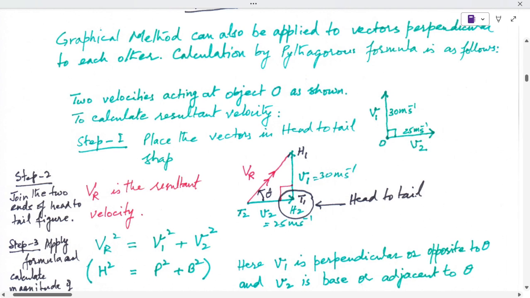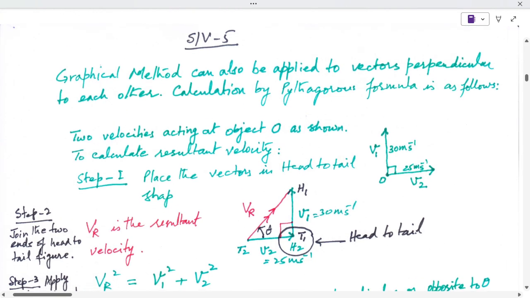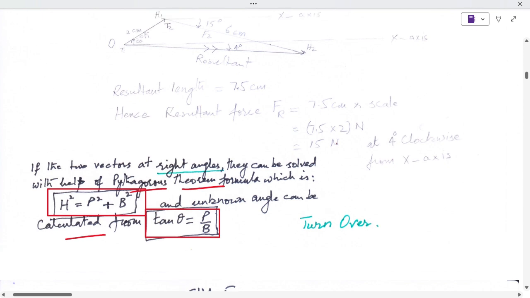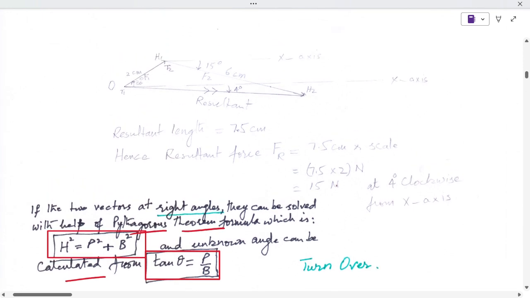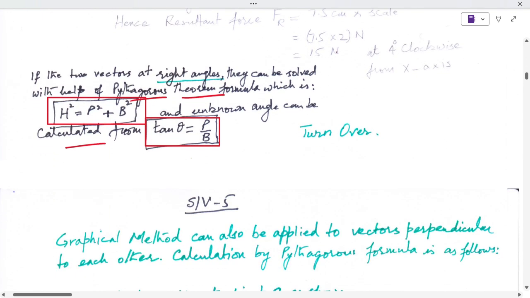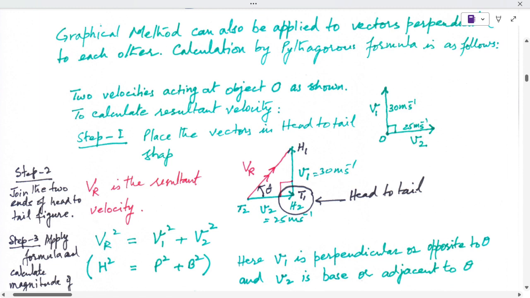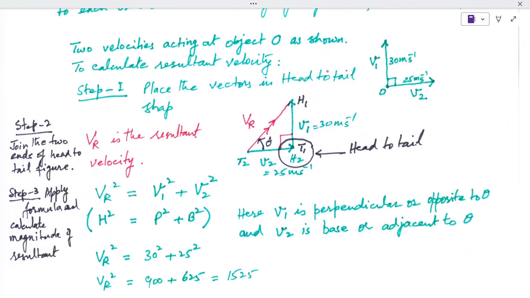Now, first of all, we have to draw the vectors which have been given to us. In this case, there is a vector v1 30 meter per second going upwards or towards north, and vector 2 is velocity 2 25 meter per second to the right acting on an object at O. Now, step 1 is place the vectors in head to tail shape.